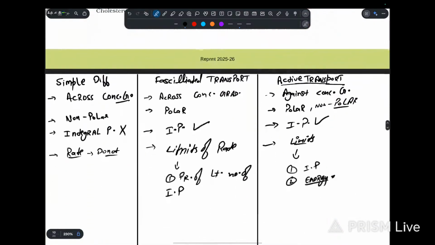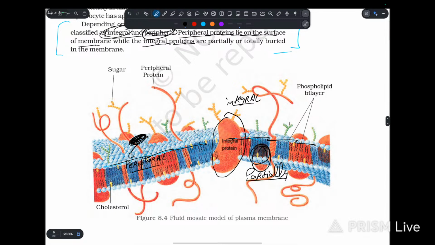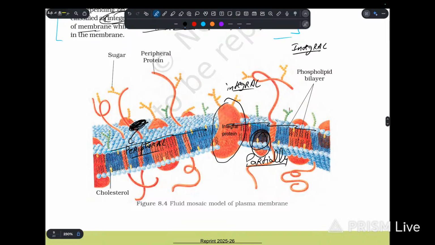Now on this basis, I will tell you two things here. First thing, only integral membranous proteins, what do they do? They make the channels on the membrane, which help in the transport of molecules from here to here. But the peripheral ones cannot do that. Understand?